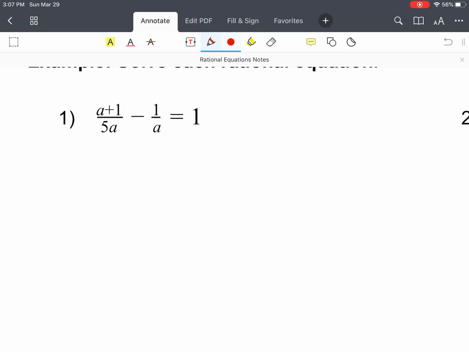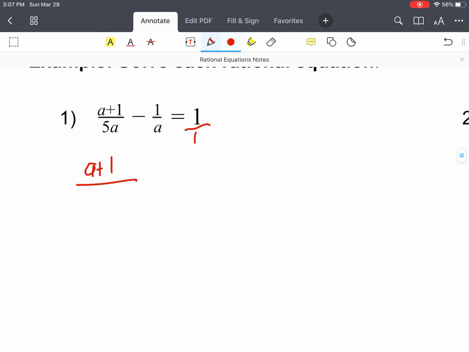So our very first step always with these things is to get a common denominator. The first two fractions both have an a. That last fraction, technically, is 1 over 1. So our common denominator across all three fractions is 5a. So let's go ahead and fix all of them.